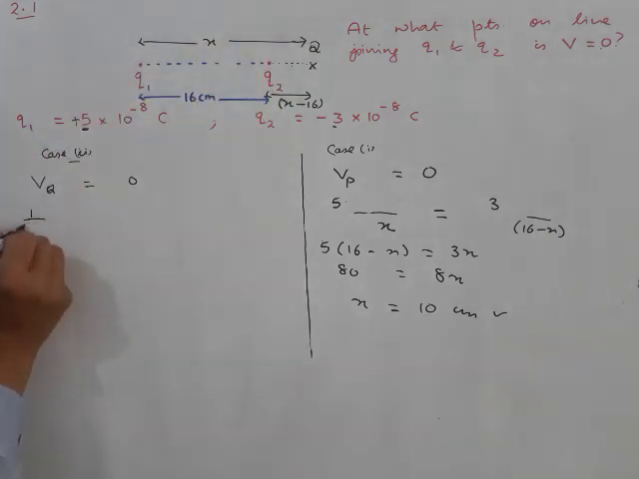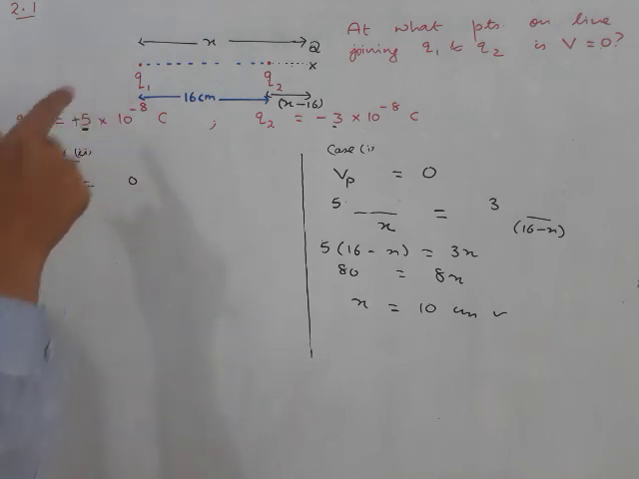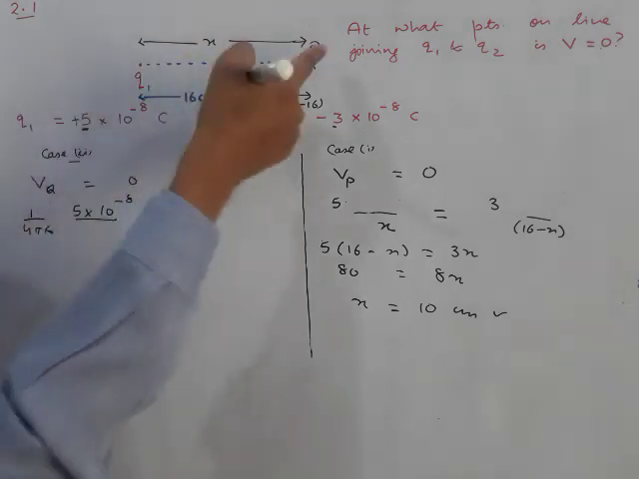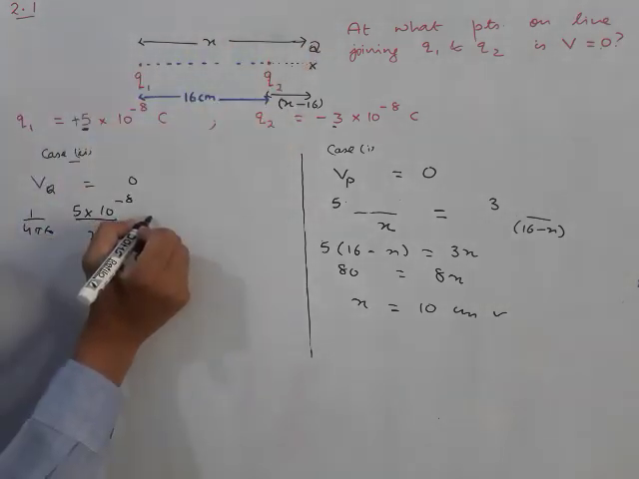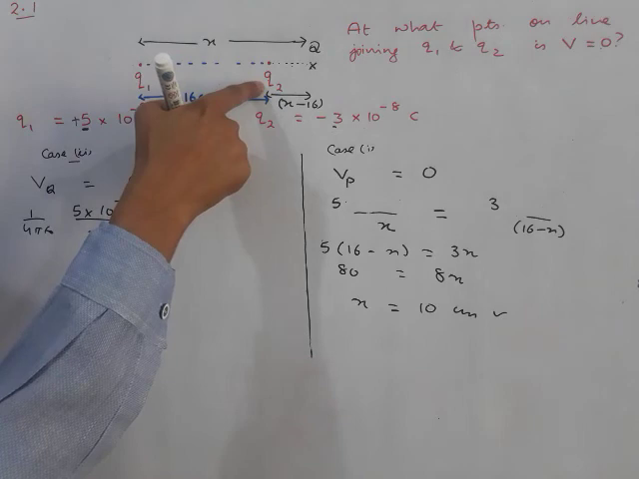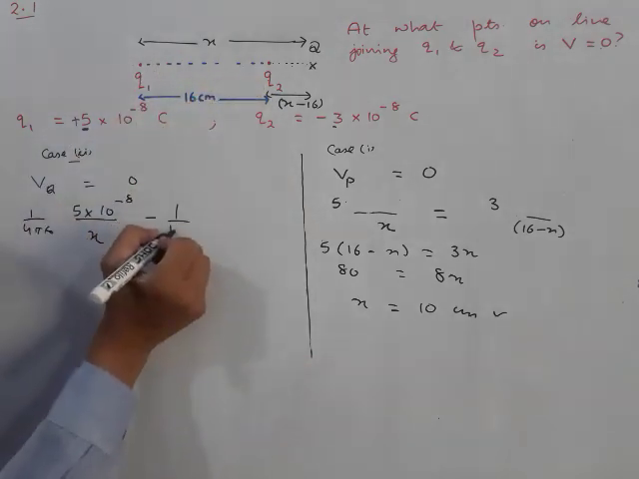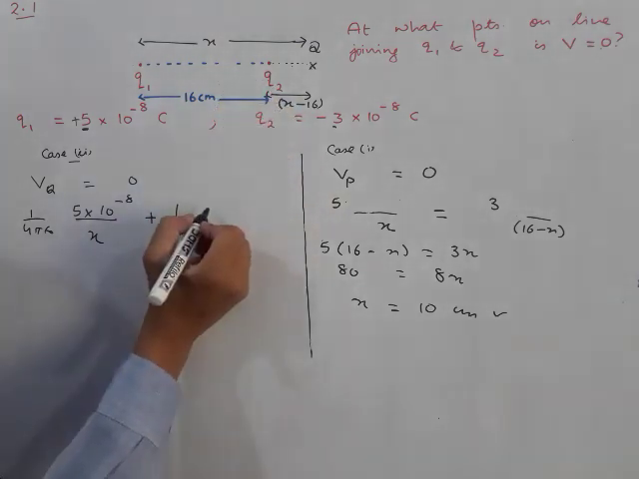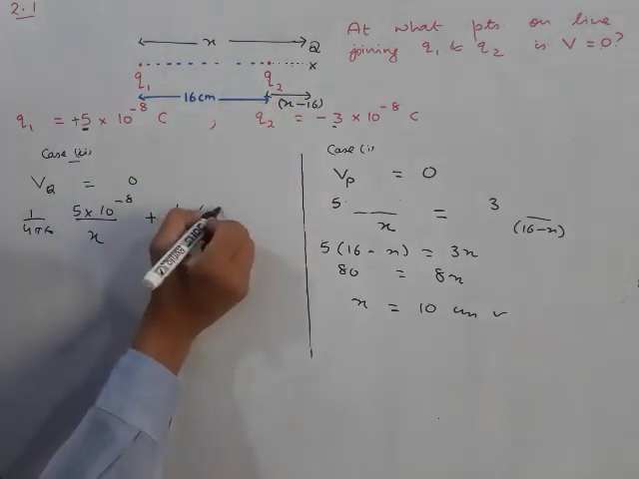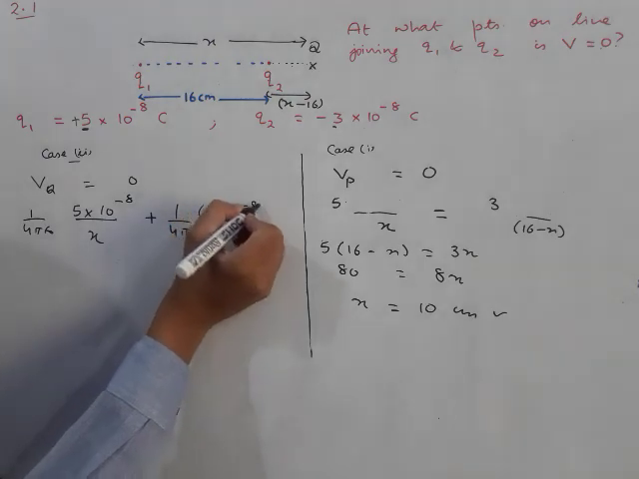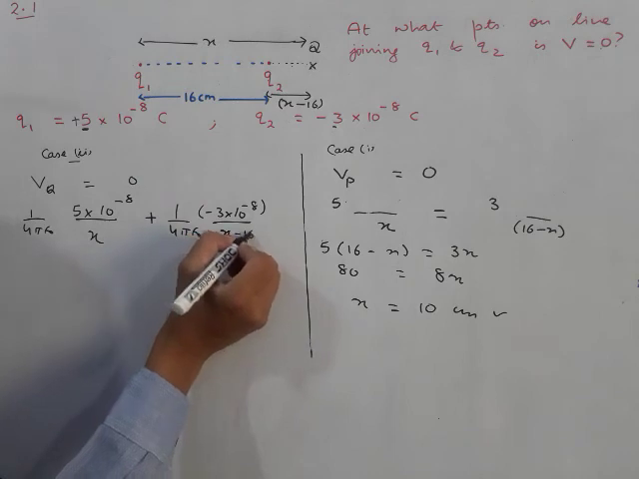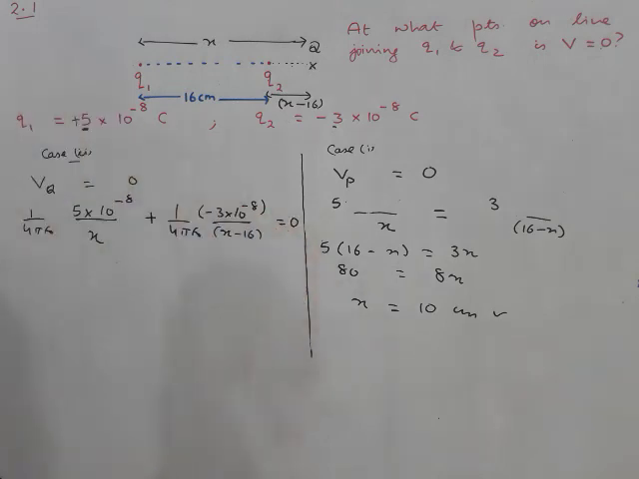So 1 by 4 pi epsilon naught Q1 will write as 5 into 10 to the power minus 8 upon its distance, that is how much? x. And then due to this, potential will be 1 by 4 pi epsilon naught, this charge is how much? Minus 3 into 10 to the power minus 8 divided by that distance. What is this distance? x minus 16, and total becomes how much? 0. Same method will apply, students.